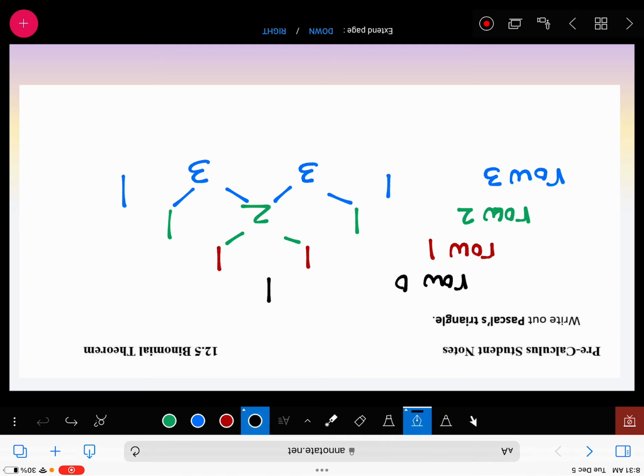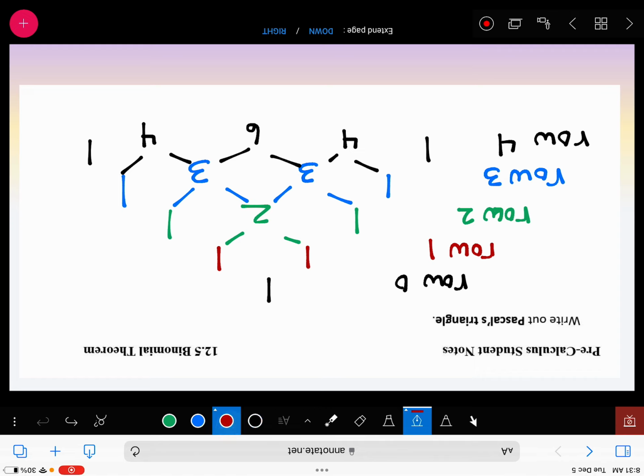Row 4, start with a 1, end with a 1. And we have 3 numbers in the middle. What numbers do you think are going to be in the middle? Good. 1 plus 3 is 4. 3 plus 3 is 6. 3 plus 1 is 4. All right, let's just do a couple more rows and we'll end there. I believe your first question on homework 27 is creating the first 7 rows of the Pascal's triangle.